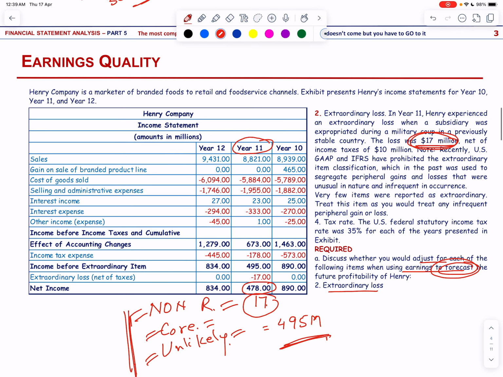Coming to the extraordinary loss, yes, we must adjust this also, as this was a highly unusual, infrequent loss not expected to recur. So we have already reported it net of tax as a 17 million loss, and this should be added back as 17 million to year number 11 net income when forecasting.